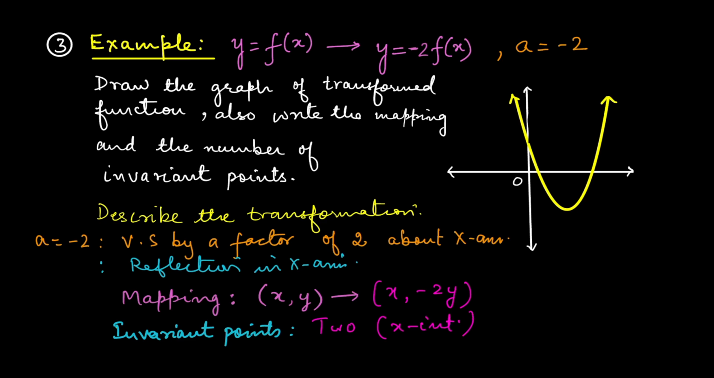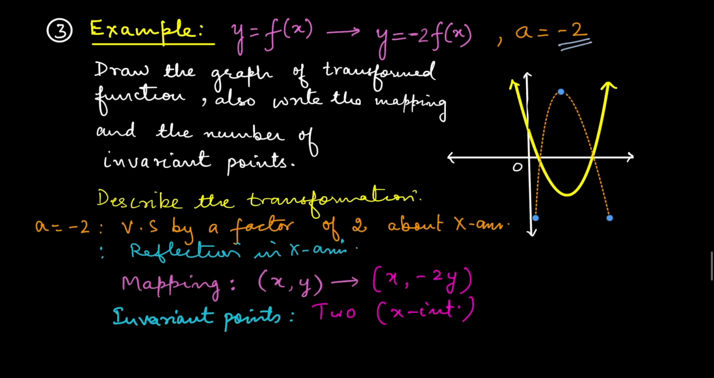When we draw the graph of this, since the absolute value is 2, that means the graph will be narrower, but since it is minus, it's going to be a reflection. So when we draw the graph, the shape will be something like this. It's going to be the narrower graph, and it will also be a reflection in the x-axis.